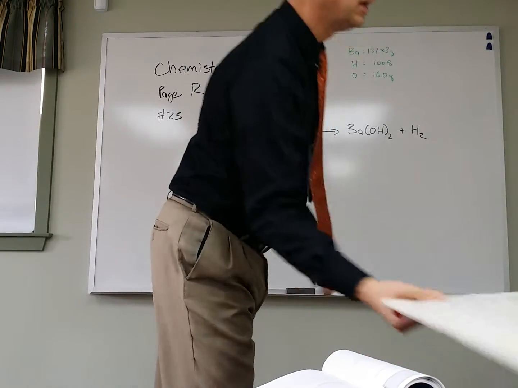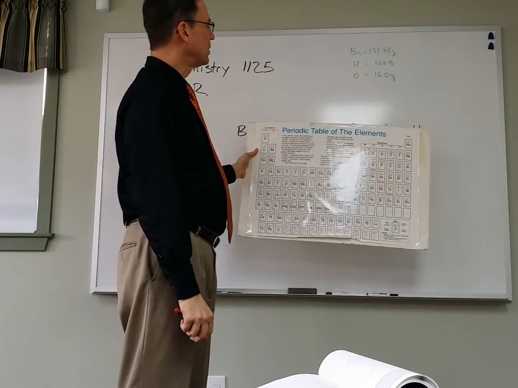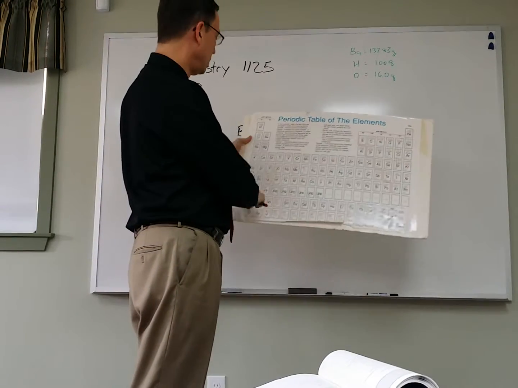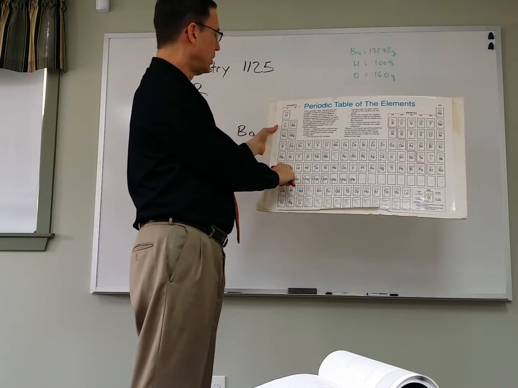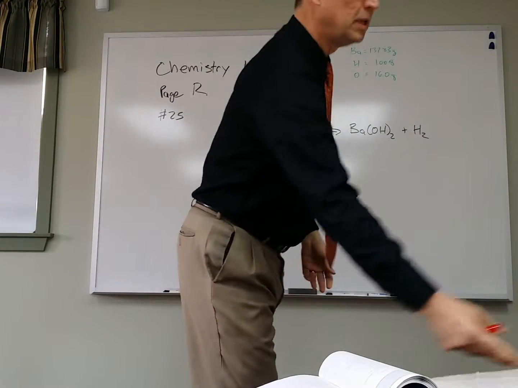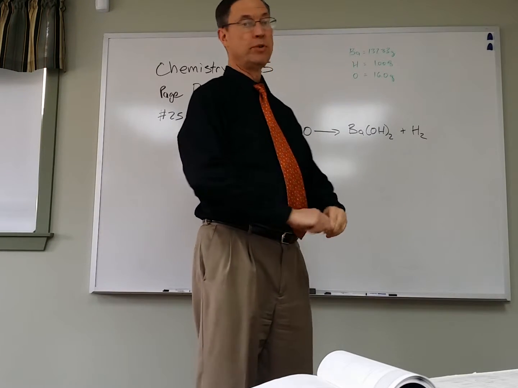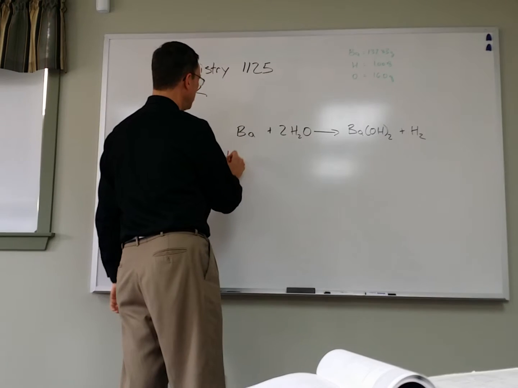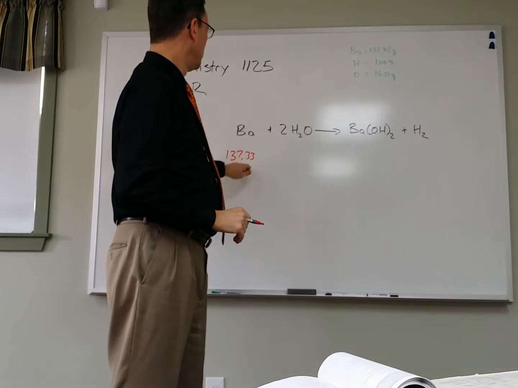So we're using a periodic table, and the one that you're using might be just slightly different. For instance, on here for barium, it says the mass is 137.34, and I see that in the score key it says the mass of barium is 137.33. So the mass of just barium is 137.33.